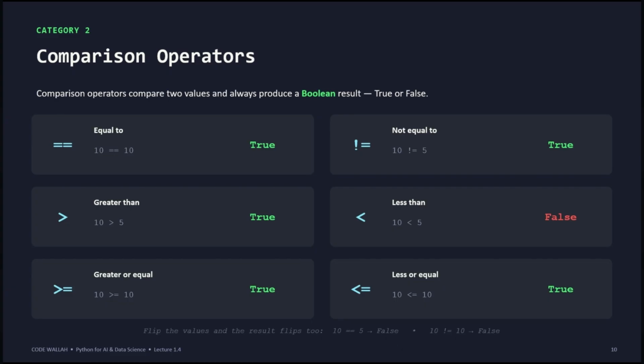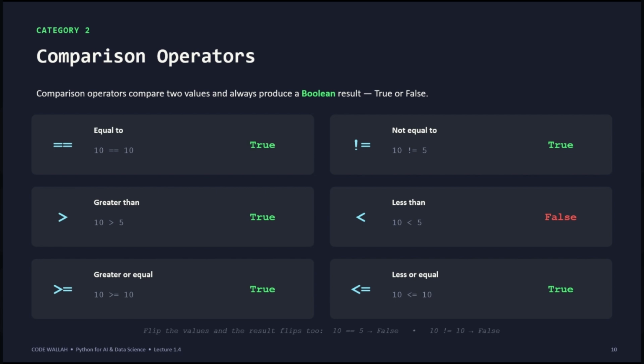Equal to. Let's start with ==. print(10 == 10). Python asks, is 10 equal to 10? Yes. So the output is True. Now print(10 == 5). The answer is no. So False. Very important. Don't confuse = with ==. A single equals is used for assignment. x = 10 means store 10 inside x. But x == 10 means check whether x is equal to 10. This difference is extremely important in Python.